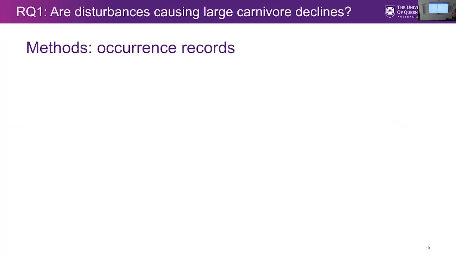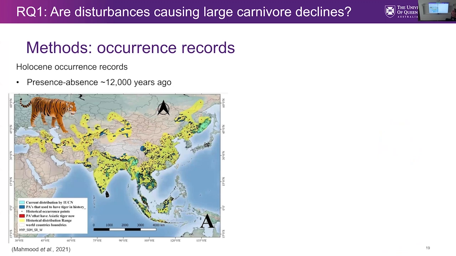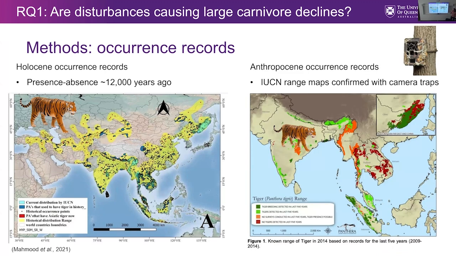So to start with my first question, I consulted occurrence records. With those 10 landscapes in mind, I first wanted to establish if these large carnivores were ever present within the last 12,000 years of these landscapes. I then consulted the IUCN range maps to see if they're thought to still persist there, and confirmed their modeled persistence with the camera trap data we had collected.